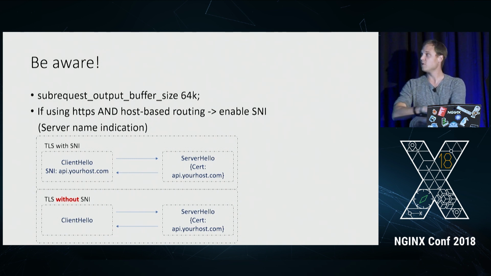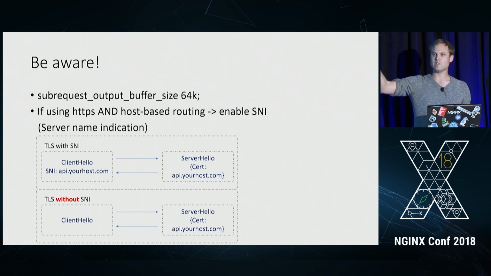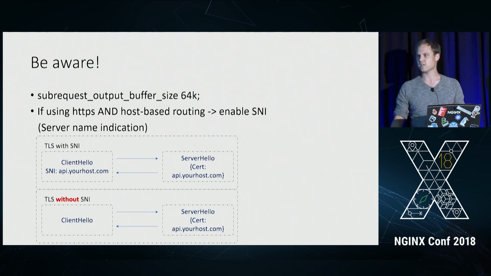And we have enough time that I can show you this. Be aware, some parts are critical. The sub-request output buffer size: keep in mind, if your tokens are too big, you need to increase that value to make it work. Otherwise, the token can't be transferred from the IDP to your NGINX instance. Another important thing, which I missed at the beginning and found interesting: has anybody heard of SNI? So this is the server name indication.